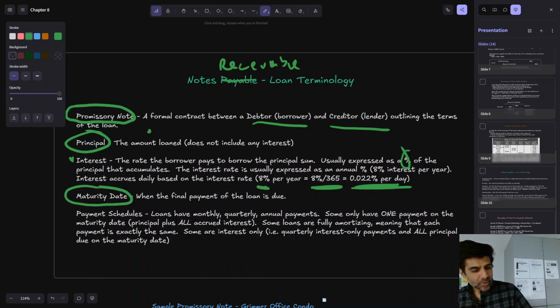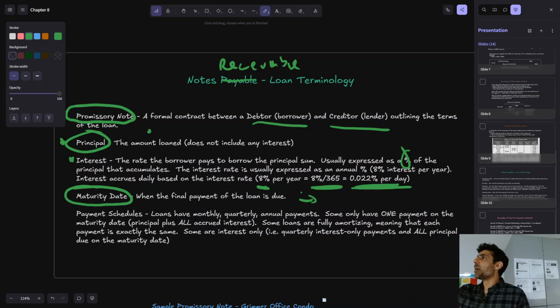Maturity date. Okay, this is when the final payment of a loan is due. When you borrow a mortgage, like when you buy a house, the maturity date is actually not that special, because a residential mortgage is set up such that each payment is exactly the same amount every month, and it includes interest plus some amount of principal, so that by the end of the 30 years or 15 years, the principal balance is zero.